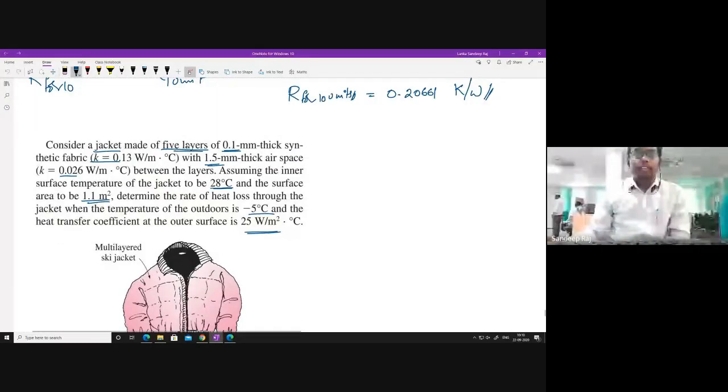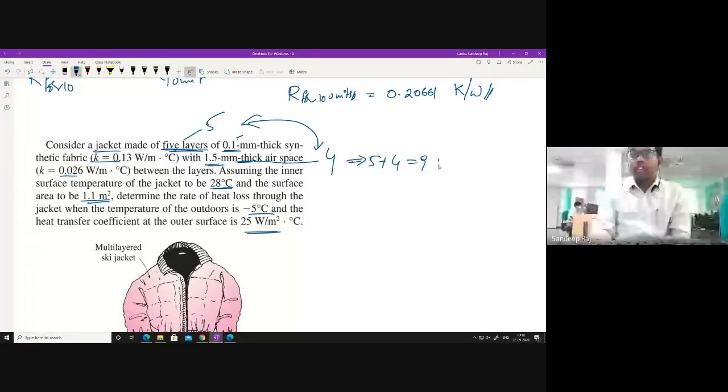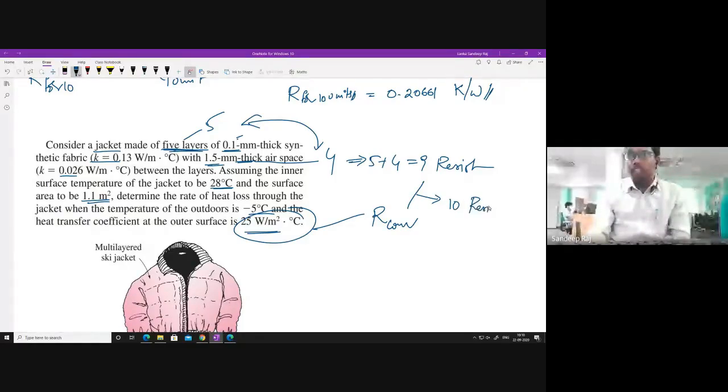See, there will be at least 5 layers of this one. And between these 5 layers, there is airspace. So 5 layers will have at least 4 airspaces. So this is 5 and this is 4. So 5 plus 4, at least I have 9 resistances. Along with this, I will have one more resistance due to convection. So in total, I'll have 10 resistances in my circuit here.